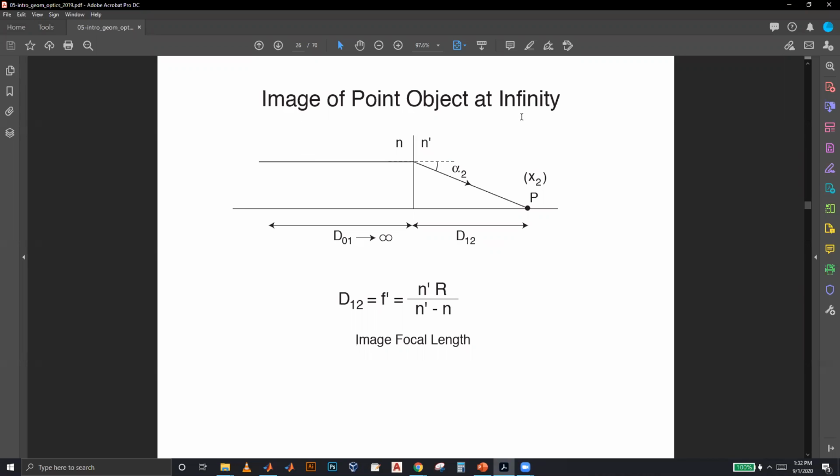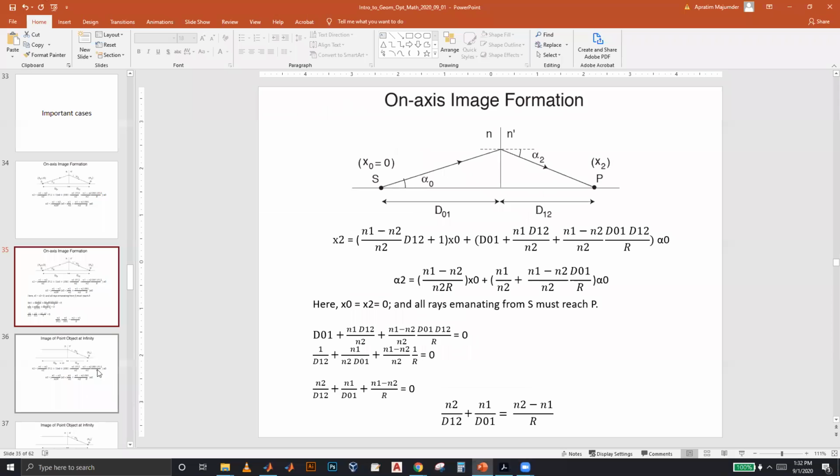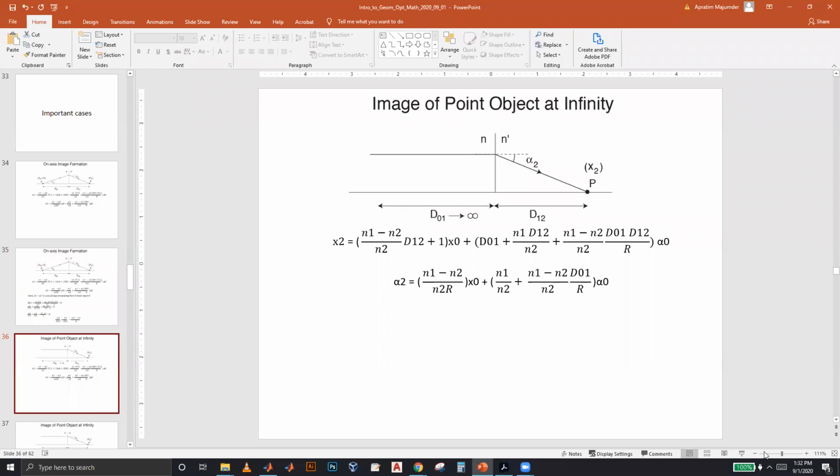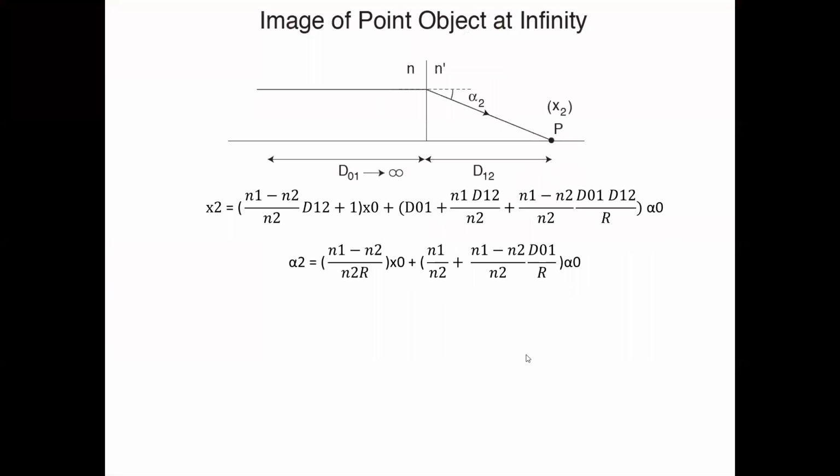So, image of a point object at infinity. Very far away you have an object, and all rays are coming in parallel. What happens to your equations? Again, you can work these out by yourself. I have also worked out the math. Just do it, tally it with whatever I solved and double check. And so I have my set of equations.